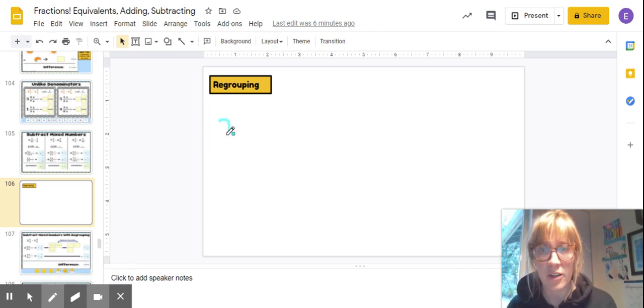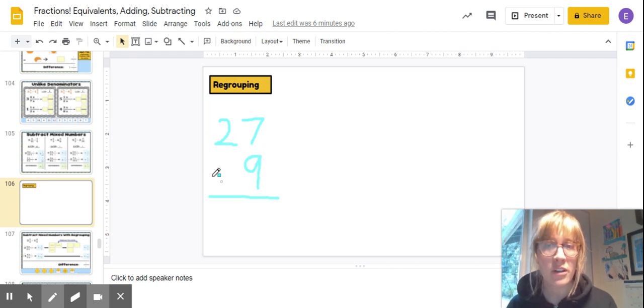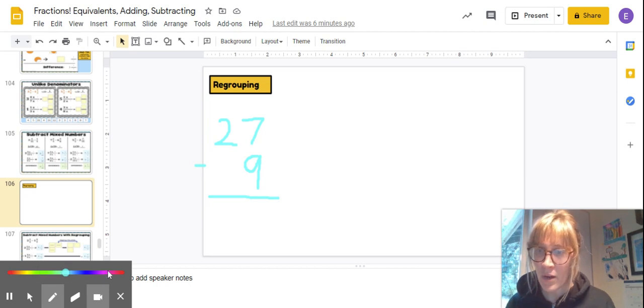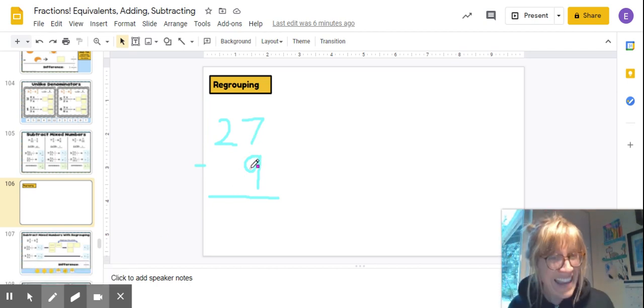So say you have something, I don't know, you have 27 and you want to take away 9, right? And if you're not just kind of using logic, you're using the traditional algorithm, this is when regrouping would come into play. So you would say, okay, I know I start with my ones and I say 7 minus 9. And you go, oh, I can't do that without going into negative land.